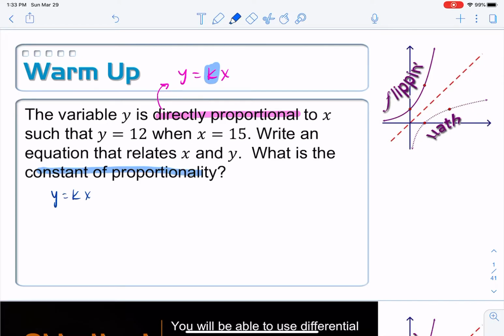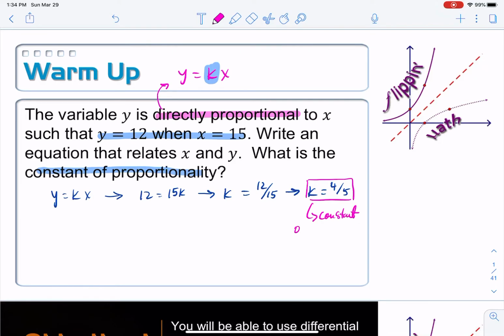Right? So I'll start off with that general equation, y is equal to k times x, and then I'm just going to plug in the condition that they gave us, that y is equal to 12 when x is equal to 15. So I've got 12 is equal to 15 times k, and then I solve that for k by dividing. I get 12 over 15, which has a common factor of 3. So I get k is equal to 4 over 5. So this 4 over 5, that is my constant of proportionality.